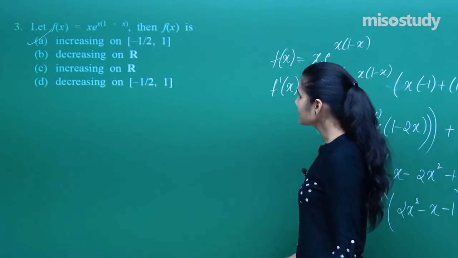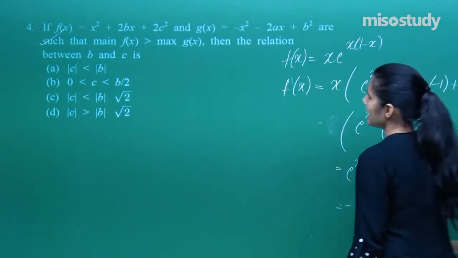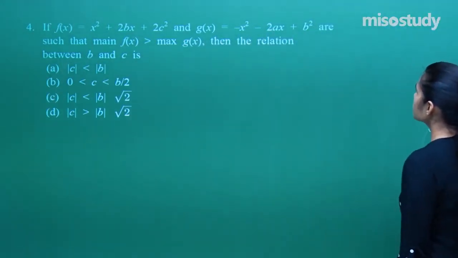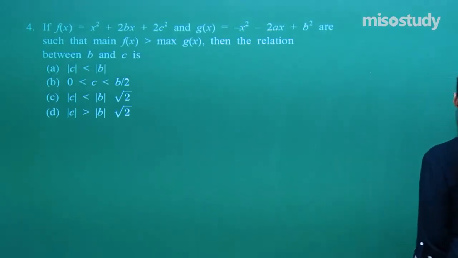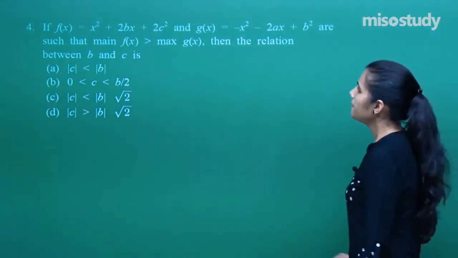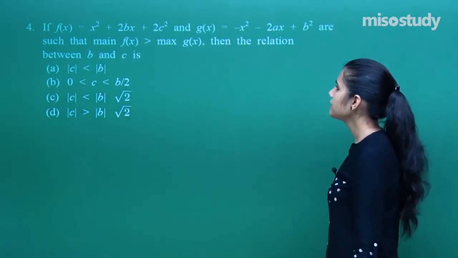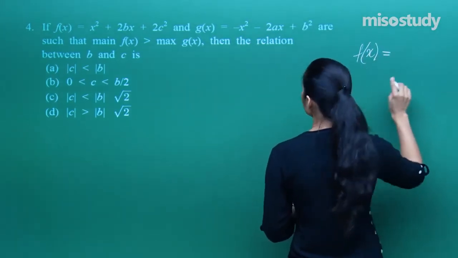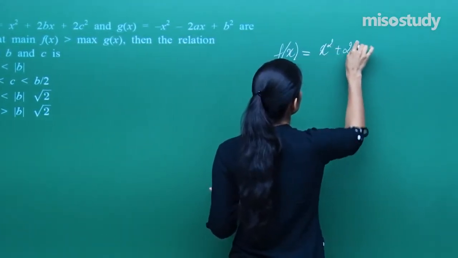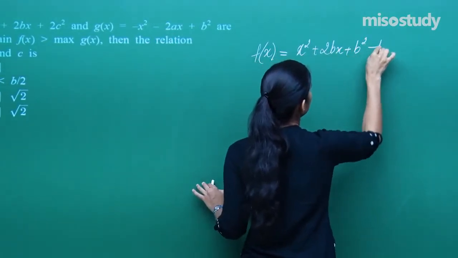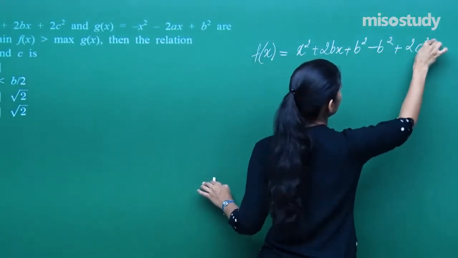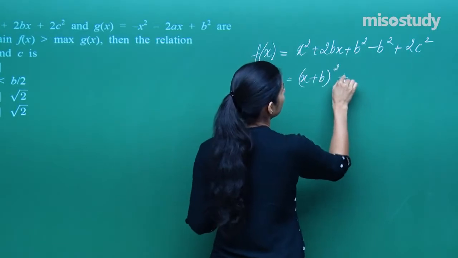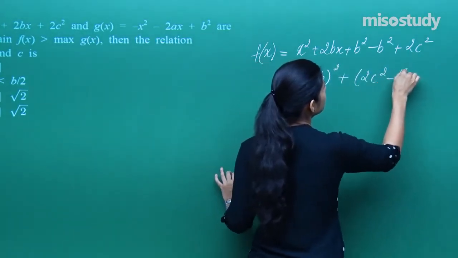Clear? Moving to the next question, we have f(x) given to us as x square plus 2bx plus 2c square and g(x) is minus x square minus 2ax plus b square. They are two functions given to us such that minimum of f(x) is greater than maximum of g(x), and the relation between b and c is what? If I talk about f(x), it's pretty simple to understand. This is x square plus 2bx plus b square minus b square plus 2c square. I am just completing the square. What I get is (x plus b) whole square plus 2c square minus b square.